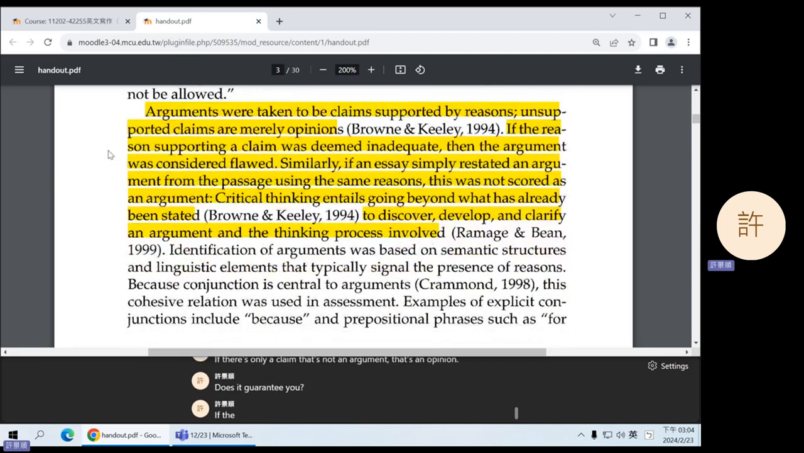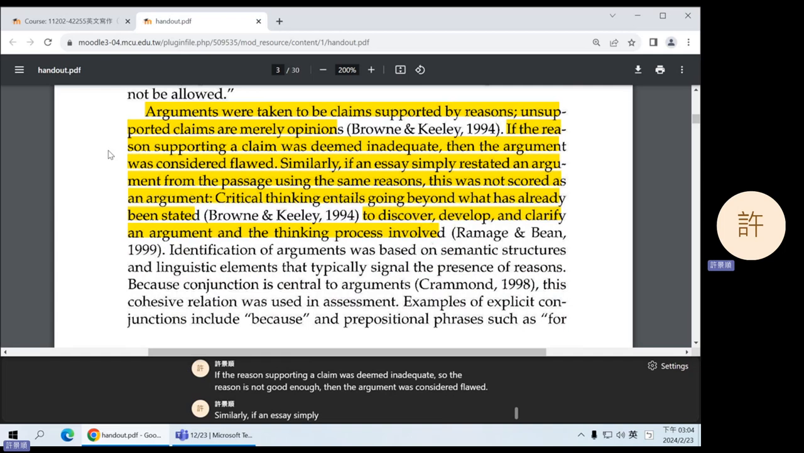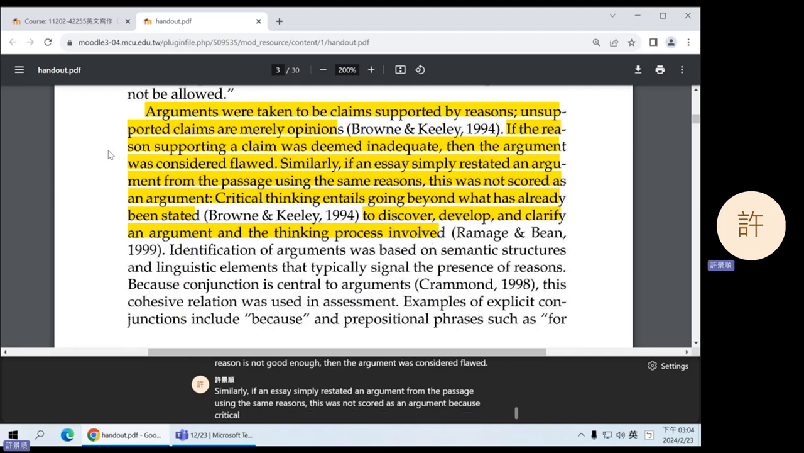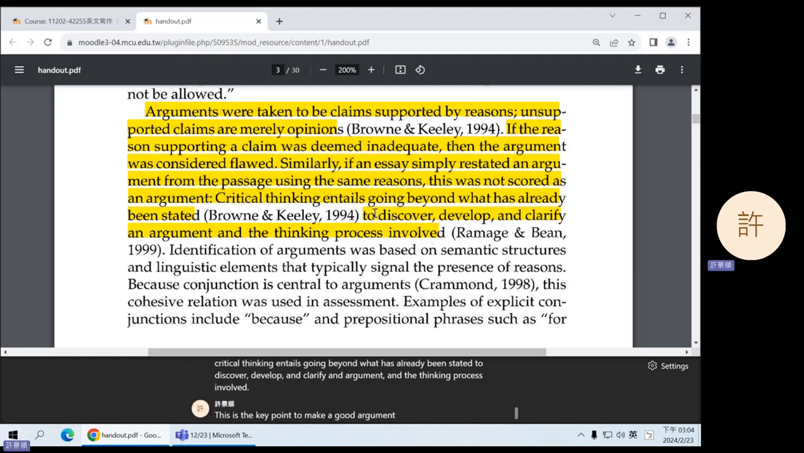If the reason supporting a claim was deemed inadequate, so the reason is not good enough, then the argument was considered flawed. Similarly, if an essay simply restated an argument from the passage using the same reasons, this was not scored as an argument because critical thinking entails going beyond what has already been stated to discover, develop, and clarify an argument and the thinking process involved. This is the key point. To make a good argument, you have to think more, develop more, and clarify your meaning.